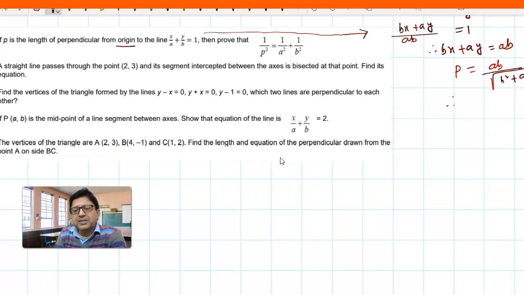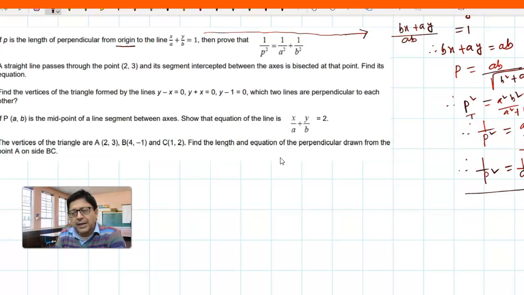To get this form, we make the square, p square equals a square plus b square. Then you take the reciprocal. 1 by p square, taking the reciprocal. P square means p square by 1. So if you take the reciprocal, it will be of this form. So 1 by p square is 1 by b square plus 1 by a square. This is 1 by b square plus 1 by a square.